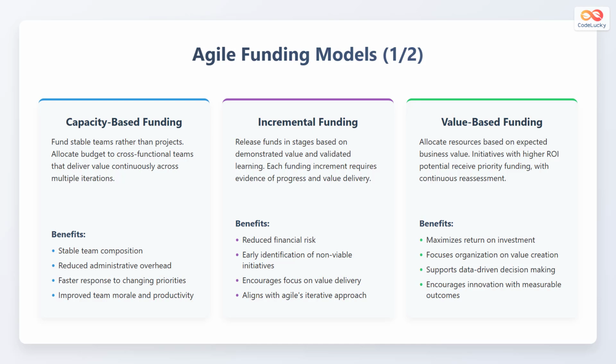The third one is value-based funding. Allocate resources based on expected business value. Initiatives with higher return on investment potential receive priority funding, with continuous reassessment. The benefits include maximizing return on investment, focusing the organization on value creation, supporting data-driven decision-making, and encouraging innovation with measurable outcomes.